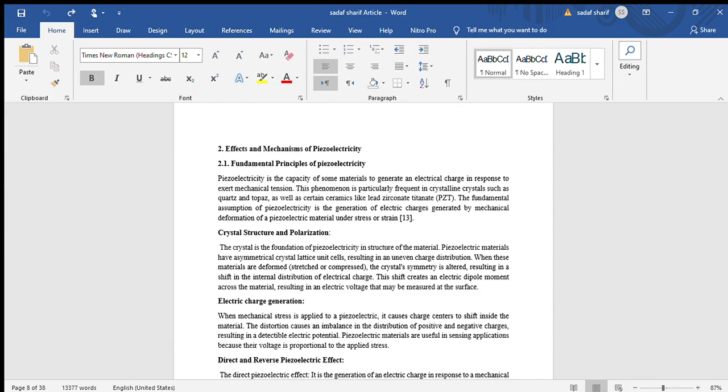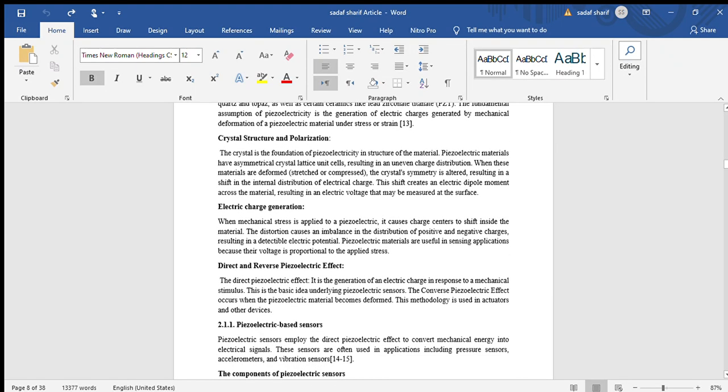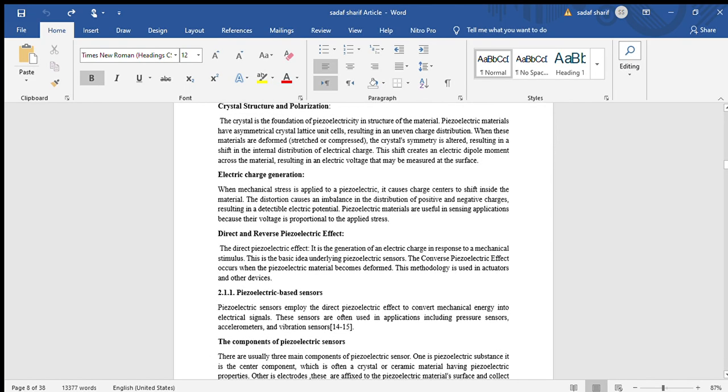Crystal structure and polarization. The crystal structure is the foundation of piezoelectricity. In the structure of the material, piezoelectric materials have an asymmetrical crystal lattice unit cell, and this results in an uneven charge distribution. When these materials are deformed, like stretched or compressed, the crystal symmetry is altered. We can say that its symmetry is changed and this results in a shift of the internal distribution of electric charge.